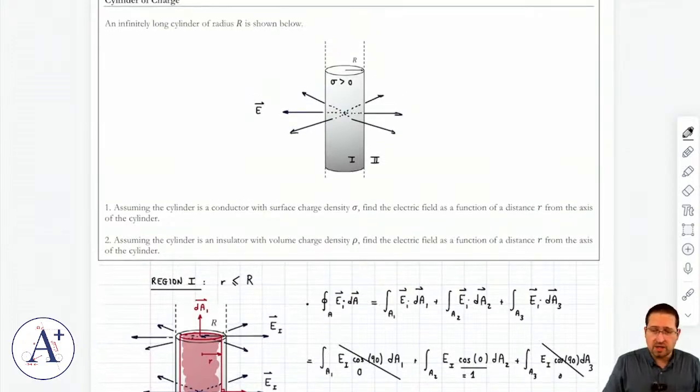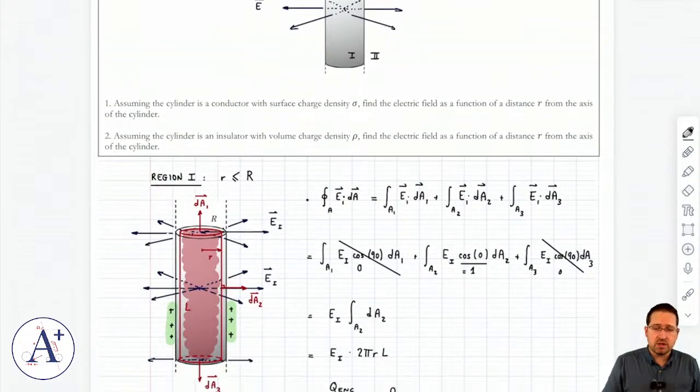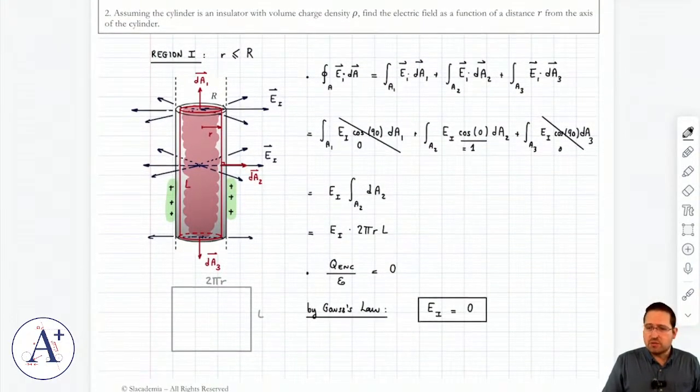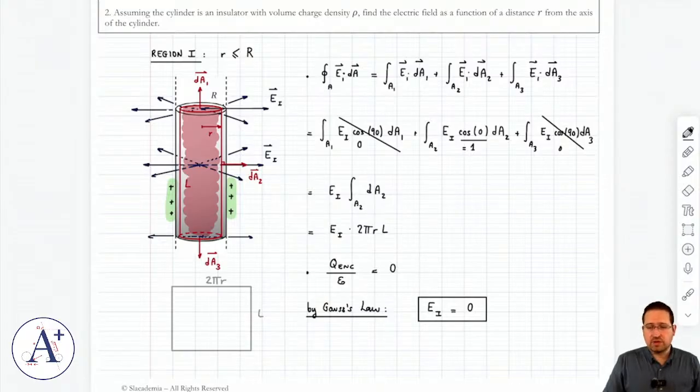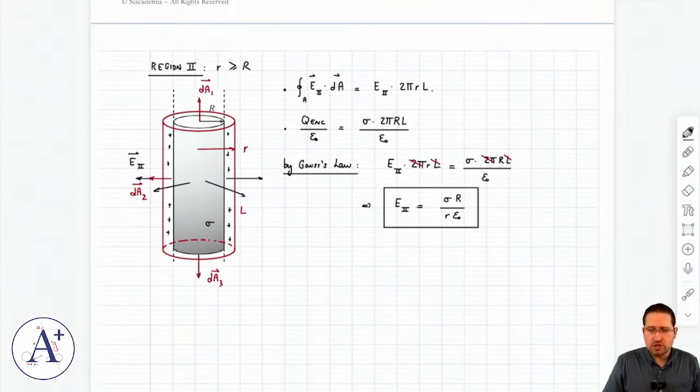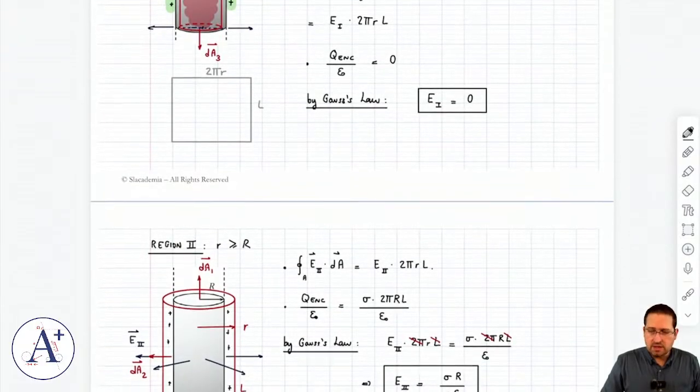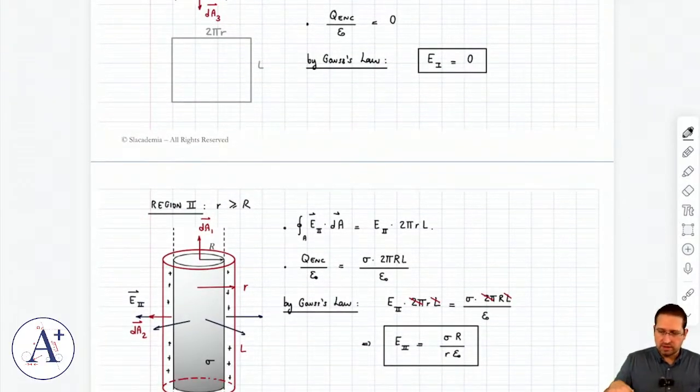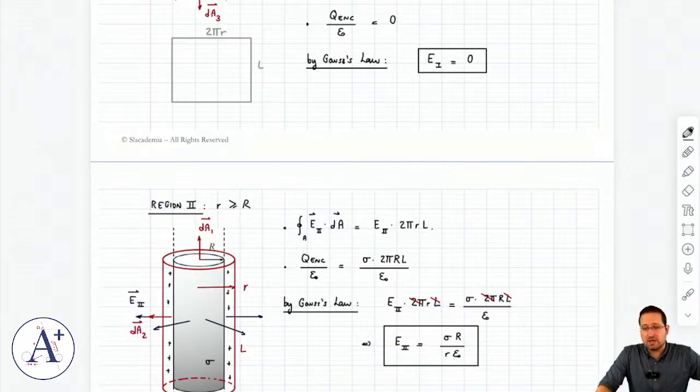Sometimes you have an object that has an inner region and an outer region. You just apply Gauss's law twice. Inner region to get the electric field inside, outer region to get the electric field outside. And it is not necessarily the case that E1 will always be 0. We're going to see a case right now with the same problem where it isn't.